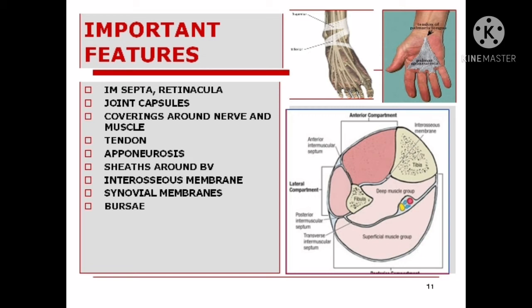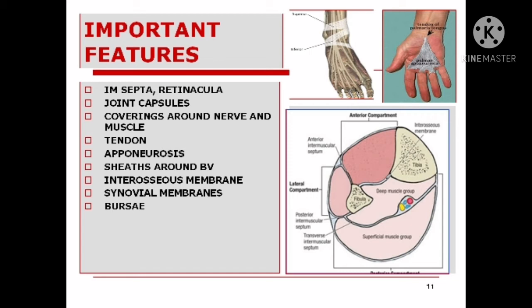The retinacula surround the tendons of the muscles, and these retinacula are present at the wrist region and the ankle region as shown in the diagram above. And the joint capsule is also formed by the deep fascia. The coverings around nerves and muscles, the tendon, the aponeurosis.